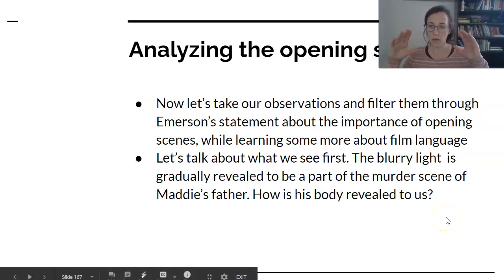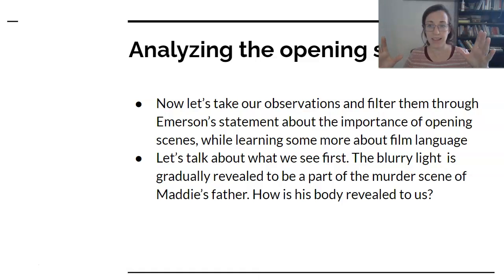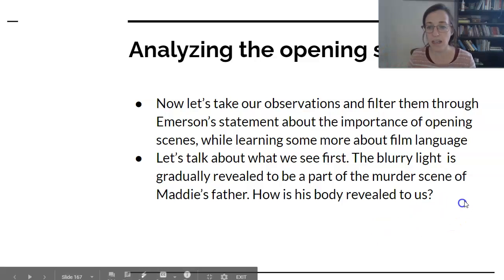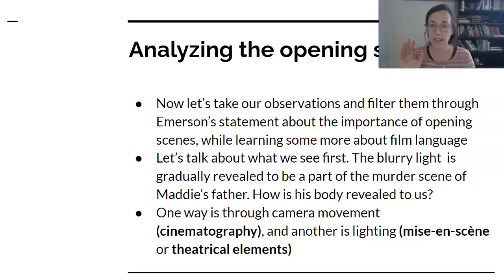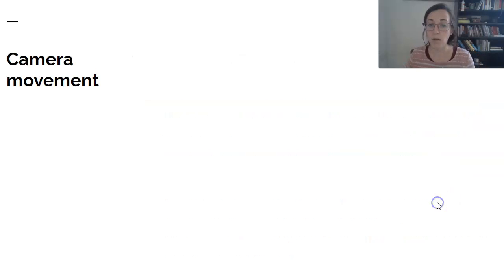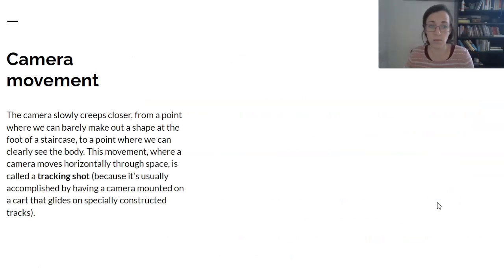So first, I can't show you on YouTube because of the copyright. When you see the film depicting this, there's this very blurry light as Maddie's voice comes in the voiceover explaining that her father was killed. His body is revealed to us in this very fuzzy and gradual way. So there's two elements at work here. One is camera movement. That's cinematography, the way that the thing is edited and shot. The other is lighting, which is mise en scène, or the way that the thing is staged. And both of those are really interesting in this particular scene.